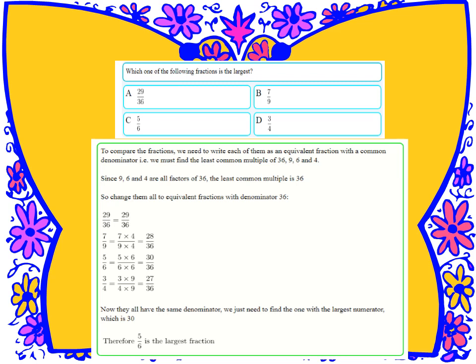Now we have 4 fractions and all have the same denominator. So we only compare the numerators. 29, 28, 30, 27. Which is the greatest or the largest one? 30. Excellent. So 30 out of 36, this is the largest fraction. 30 out of 36 is 5 out of 6, so the answer is C.